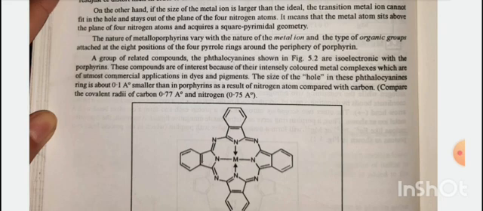The nature of the metalloporphins varies with the identity of the metal ion and the type of the organic group attached at the eighth position of the 4 pyrrole rings around the periphery of the porphins.